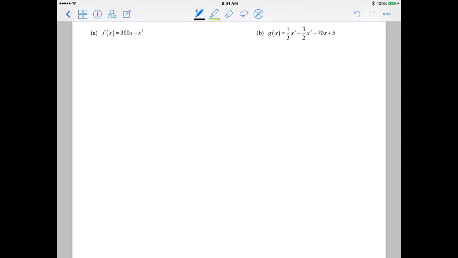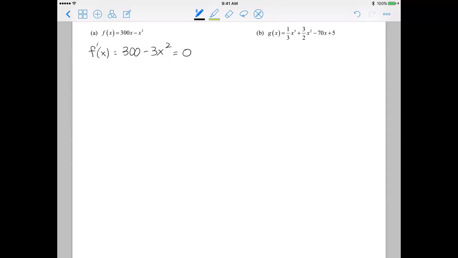So letter A here, we have f of x is equal to 300x minus x cubed. So the first thing we need to do is find our critical points. That will come from taking the derivative and looking to see where it is undefined or where it is equal to 0. So the derivative of this function is going to be 300 minus 3x squared. Well, that's just a polynomial with no denominators going on, and so because of that, this derivative is going to be defined for all real numbers, and so I don't have any critical points where the derivative is undefined. But if I set it equal to 0, I am going to get a couple of critical points.